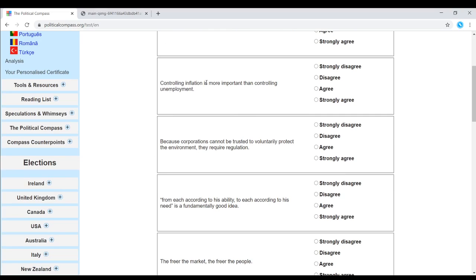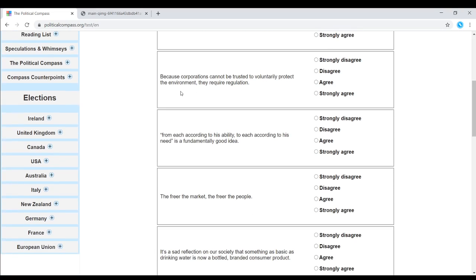Controlling inflation is more important than controlling unemployment. I'm going to agree with that statement. I think that it's a lot easier for a country to control inflation than it is to control unemployment. And so I'm going to agree on that basis. Both are important. I mean, a low unemployment rate, I believe, is the key to a successful society in terms of economics. But it's much easier for a country to control inflation. And by controlling inflation, oftentimes you can help control unemployment.